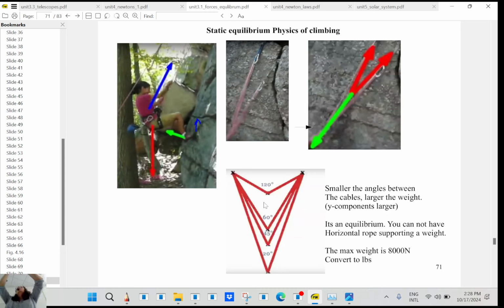So you see, if you have two strings like this, vertical, do you agree that each string will carry, relative to the weight, half of the weight, if it's vertical, right? If there is an angle, each tension will have to be more, right? Because there is also an X component.